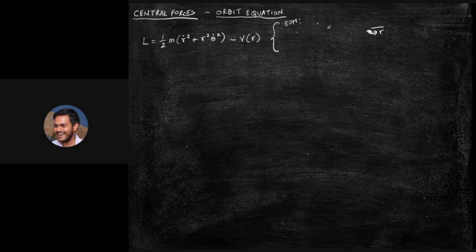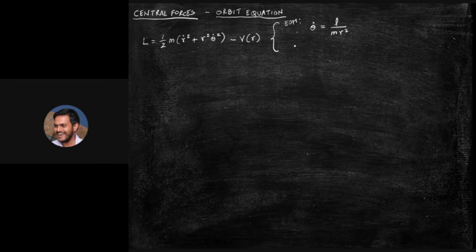Let me write the theta equation first. The reason will become clear in a moment. The theta equation is theta dot is equal to L by m r square, where L is a constant. Okay. It actually turns out to be d by dt of m r square theta dot equal to 0, and then the integration constant you choose as L, and so you get this.